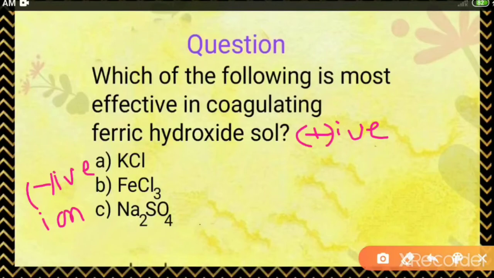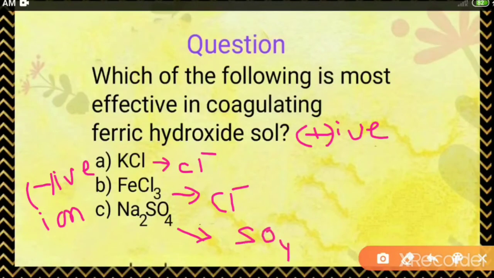Now tell me which is the negative ion in the first case, that is KCl. The negative ion is Cl minus. In the case of FeCl3, which is the negative ion? That is Cl minus, the chloride ion. In the case of Na2SO4, it is the sulfate ion, that is SO4 2 minus.